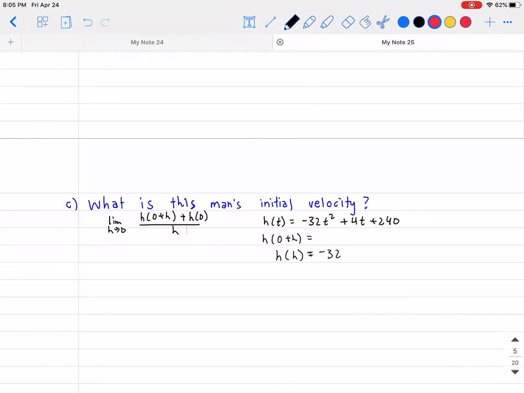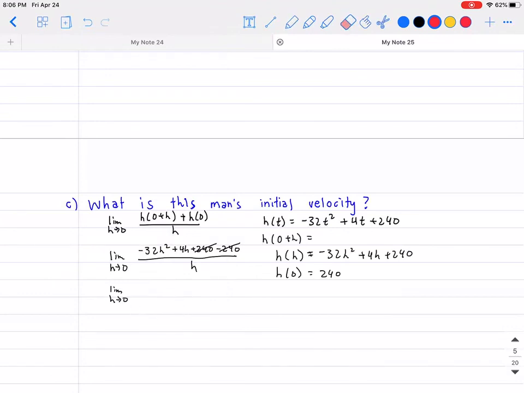So h of 0 plus h, that is the same thing as h of h. So that is going to be negative 32h squared plus 4h plus 240. h of 0, that is just directly equal to 240 then. So limit as h approaches 0. h of h, I'm going to go ahead and plug it in. Negative 32h squared plus 4h plus 240 minus the 240 that we have for h of 0, all divided by h. So the 240s cancel out. Everything has h in it. We can go ahead and divide through.